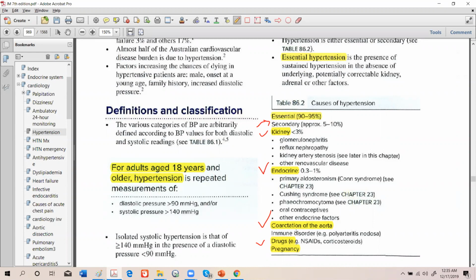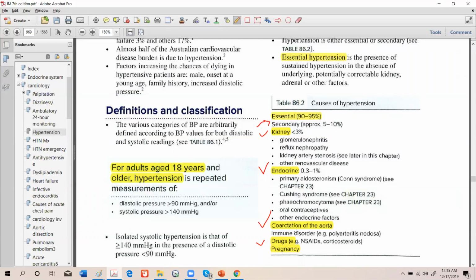Okay, and pregnancy. Sometimes there's a rule: if a pregnant woman develops hypertension, in one third of the cases it will persist, in one third it can get worse, and in one third it will resolve totally. So there's a one-third rule, it is said.